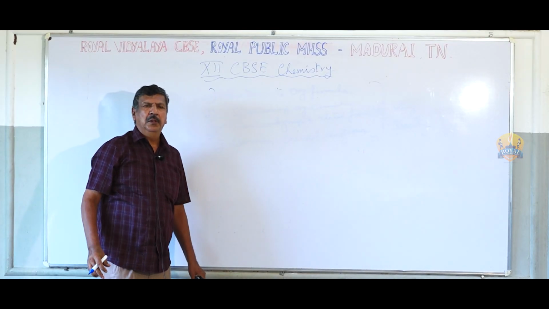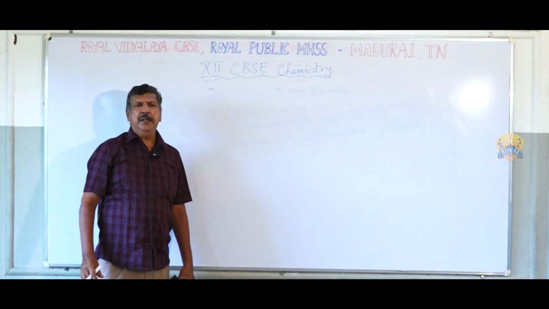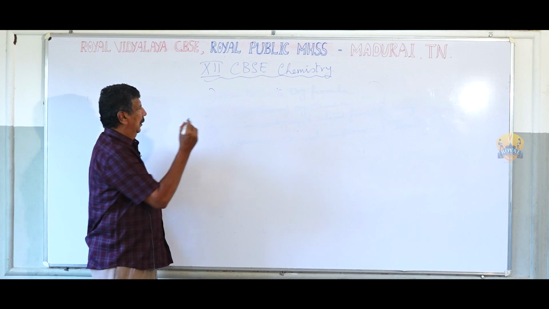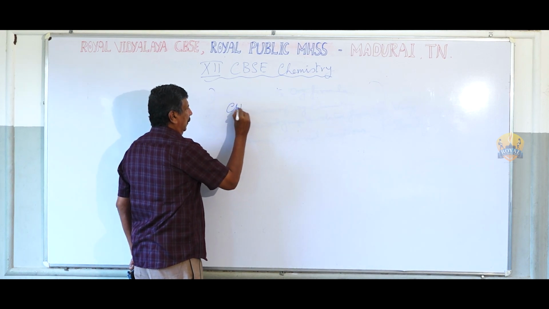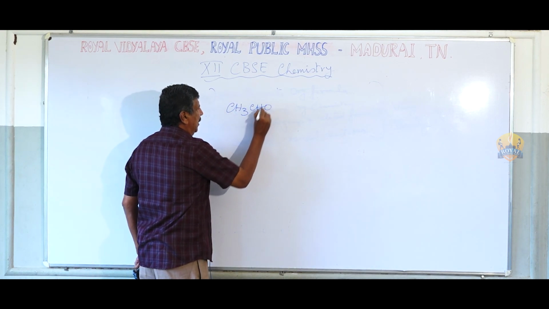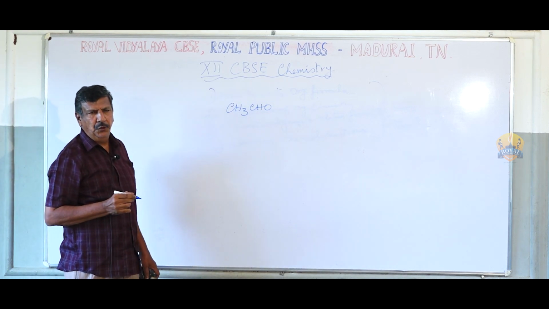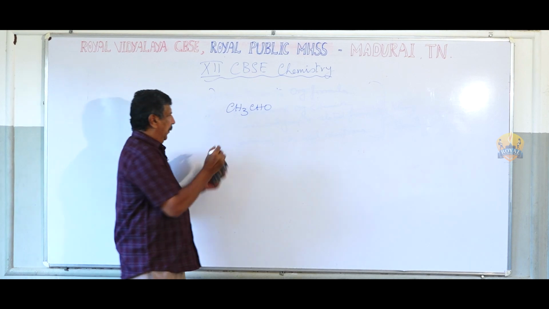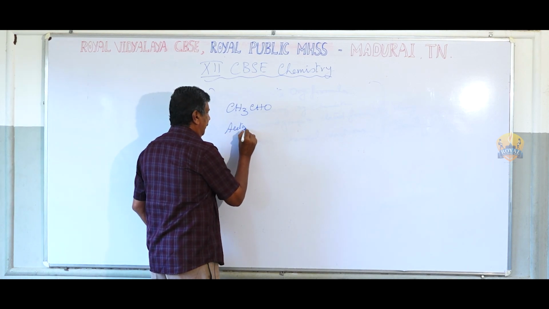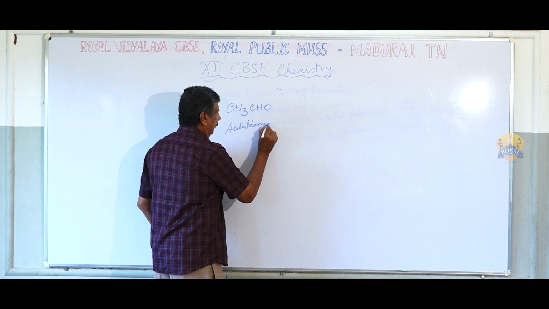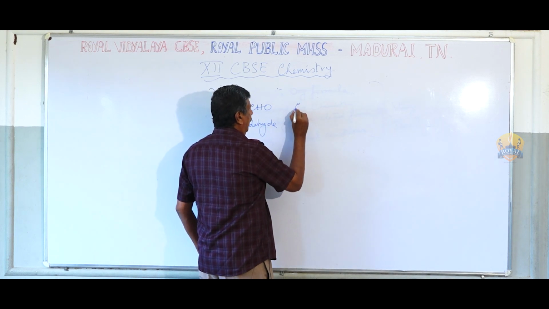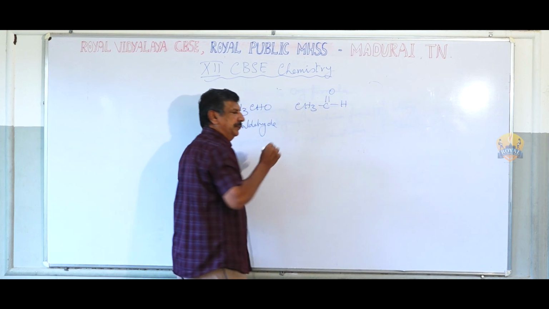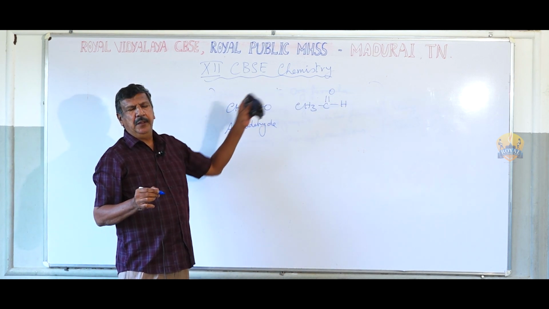Regarding the book, it is difficult to learn organic chemistry because I'll show you how it is difficult. First of all, this is acetaldehyde. You know, this is acetaldehyde. And in your book, the formula will be written like this, with a double bond and all.